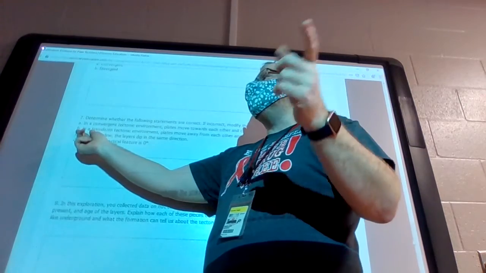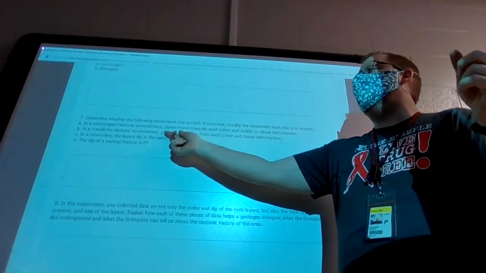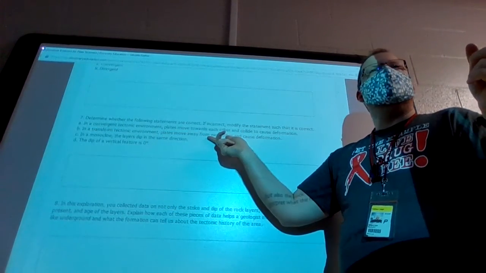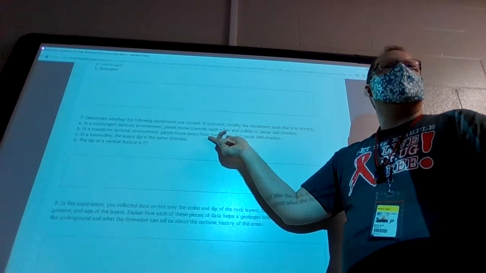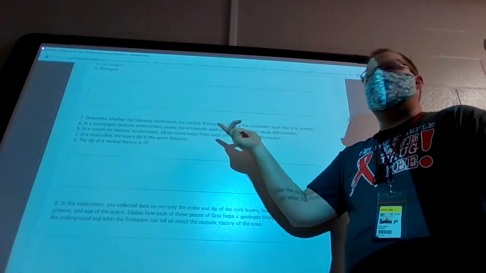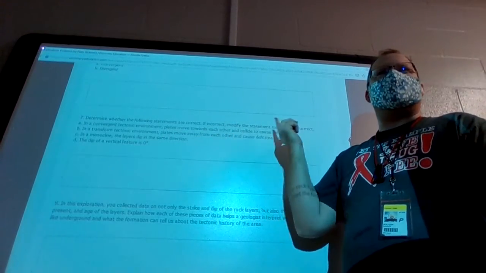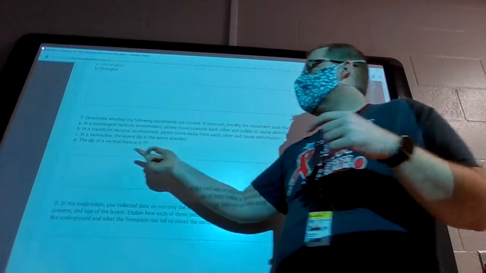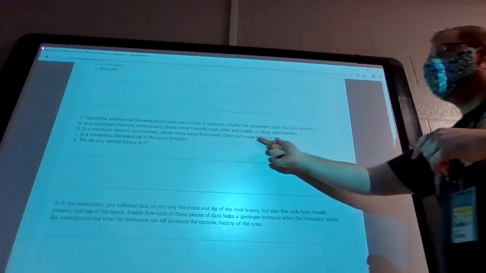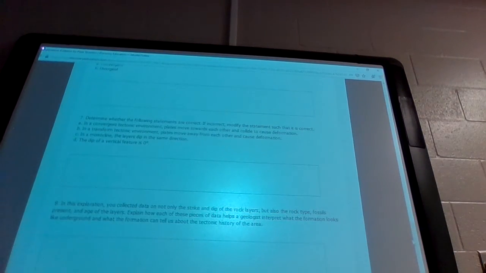To write it true, I would say in a transform tectonic environment, plates slide horizontally next to each other. I guess I'm not great with English sometimes. Plates slide horizontally with respect to each other. So in a transform tectonic environment, plates slide horizontally next to each other.